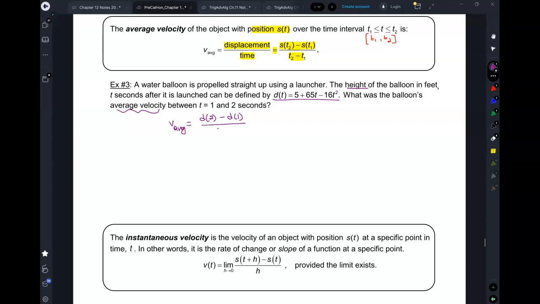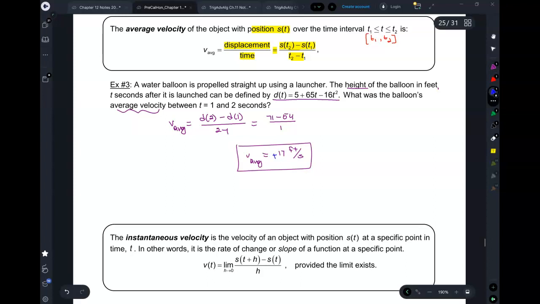d2 minus d1 over 2 minus 1. Okay, how do I get d of 2? You plug 2 into d, and it gives you 71 minus 54 all over 1. So v average will be 17 feet per second. Now, this is good enough, okay? Average velocity is 17 feet per second. Notice this is a positive value, okay? And that positive means it's going in the positive direction.